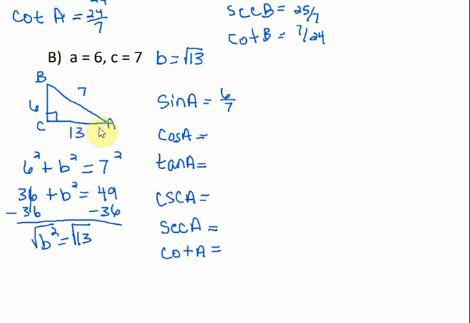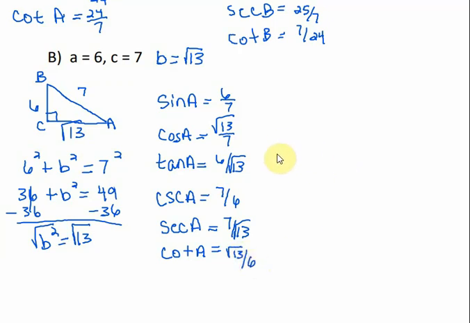Cosine of A would be adjacent over hypotenuse. So that's 13 over 7. Tangent of A is opposite over adjacent, which is 6 over 13. And then we do our reciprocals. 7 over 6, 7 over 13. I'm writing 13, it should be square root of 13. Okay, so that's square root of 13, square root of 13, square root of 13. And then for cotangent, that would be the square root of 13 over 6.